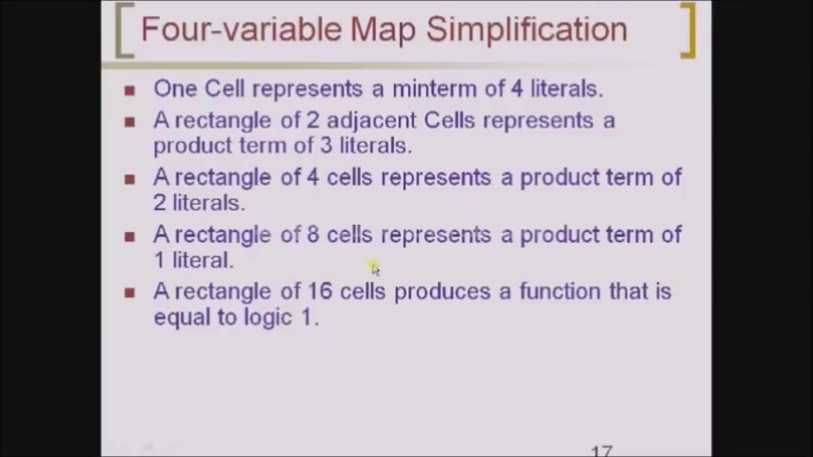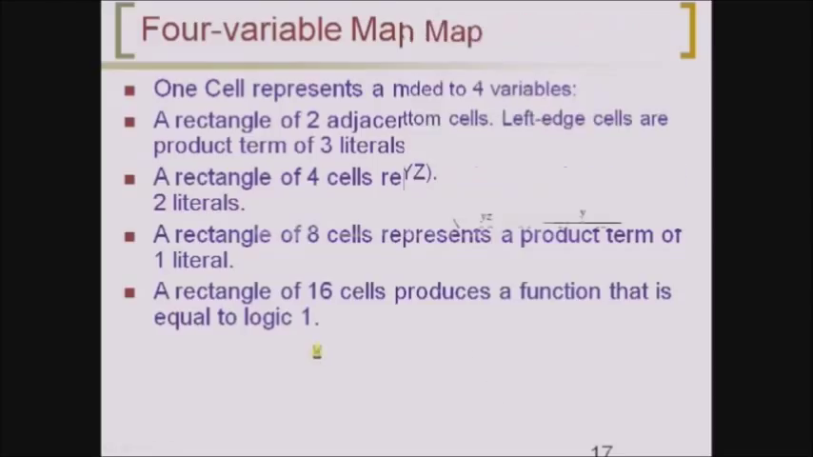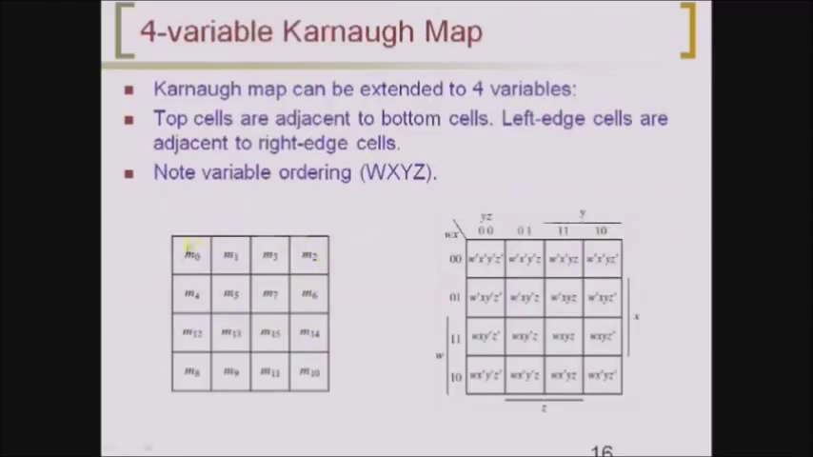A rectangle of 8 cells represents a product term of 1 literal. So if I'm grouping totally 8 cells, then we'll get the resultant expression as 1 literal. A rectangle of 16 cells produces a function that is equal to logic 1. So if you are grouping all these 16 cells, then the resultant expression would be 1.